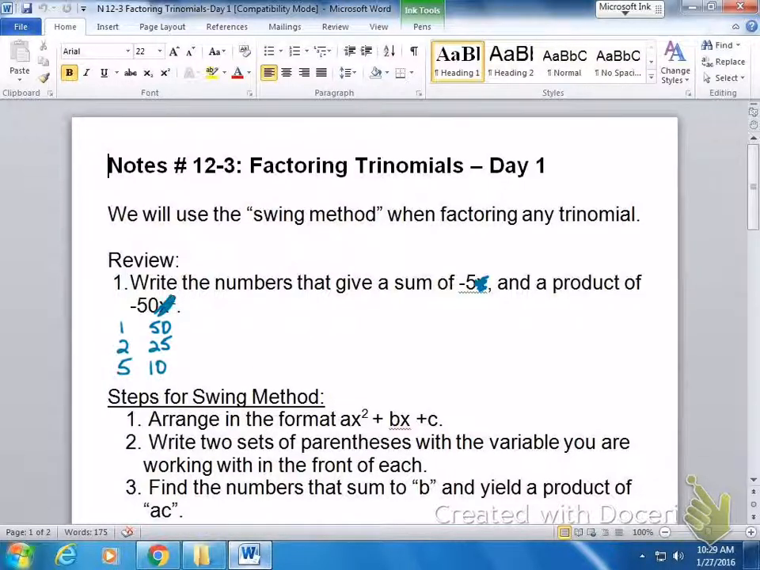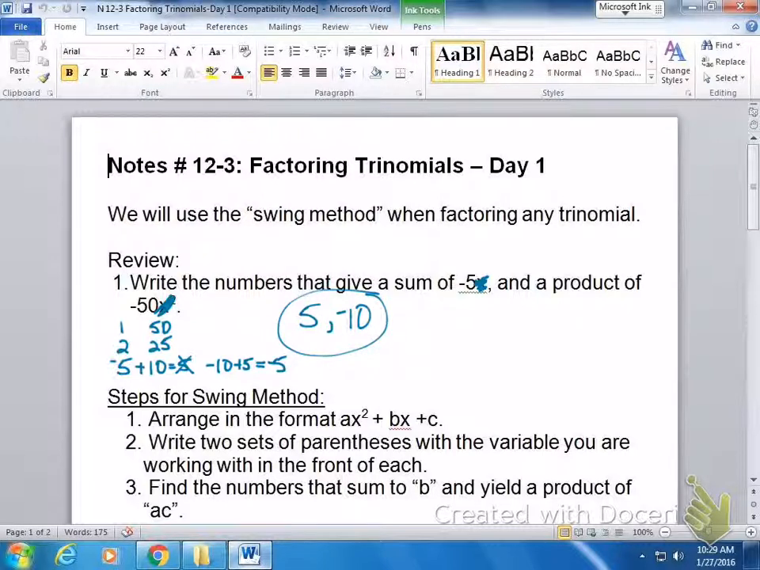Now, I think I want to check those. Those are pretty close together. If I had -5 plus 10, that would give me 5, which is not what I want. But if I did -10 plus 5, now I get -5, which is what I want. So -10 times 5 is -50, -10 plus 5 is -5, so my answer is 5 and -10.